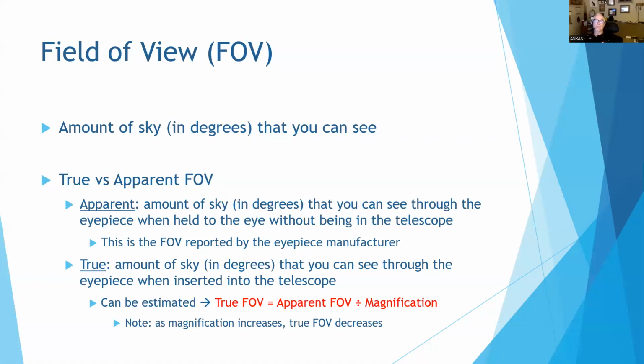The true field of view is what you can see of the sky when you insert the eyepiece into the telescope. And it can be estimated by dividing the apparent field of view by magnification. So, as we've already alluded to earlier in the talk, the higher magnification you go to, the smaller your field of view.